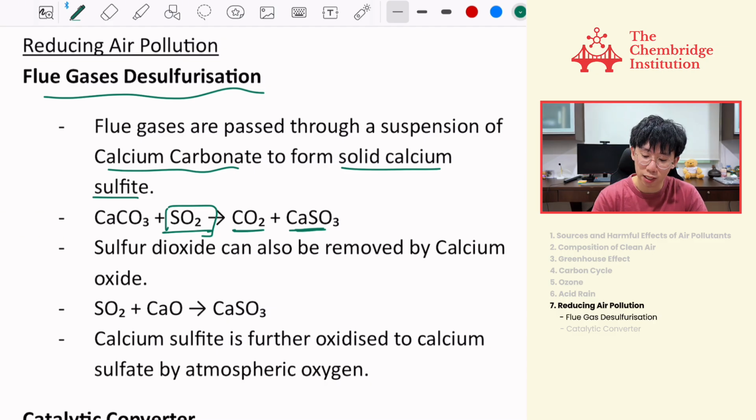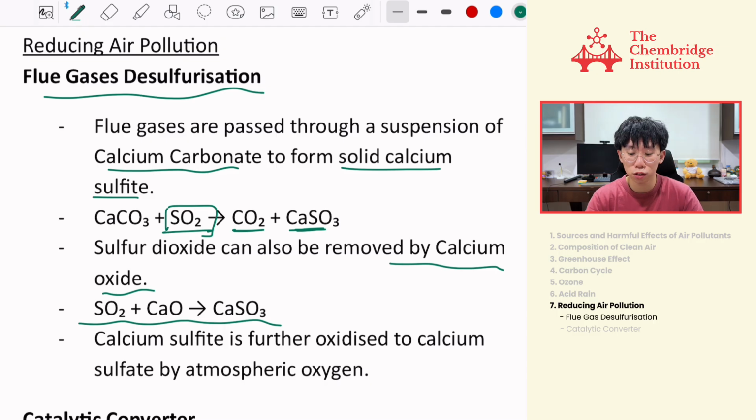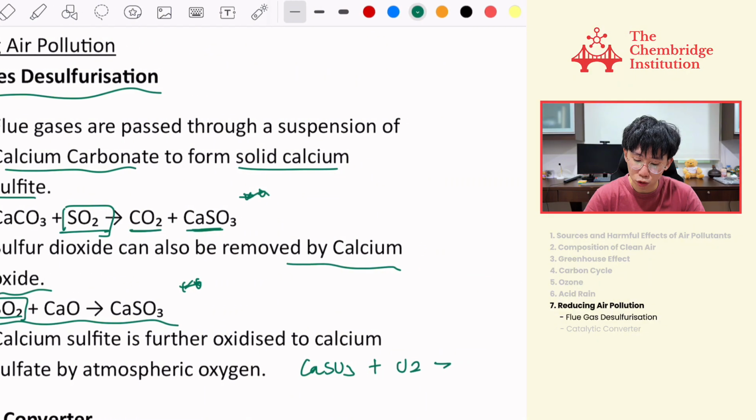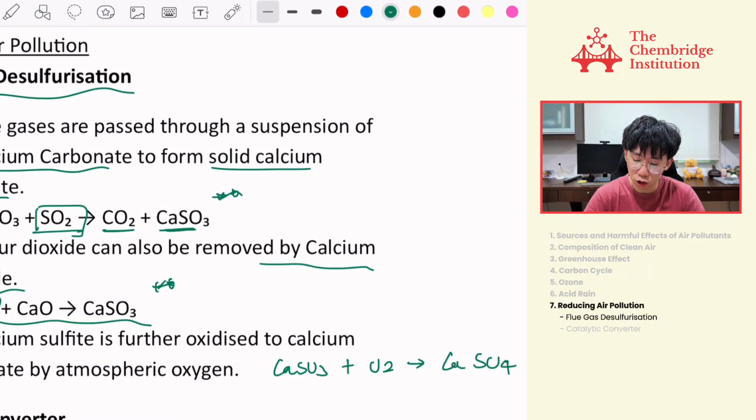Okay, and sulfur dioxide can also be removed by calcium oxide as well. So through these two reactions over here, which you have to know, this will remove your SO2, and then your calcium sulfite could also be further oxidized to calcium sulfate, which is very, very harmless right here. Calcium sulfate is just some insoluble compound.